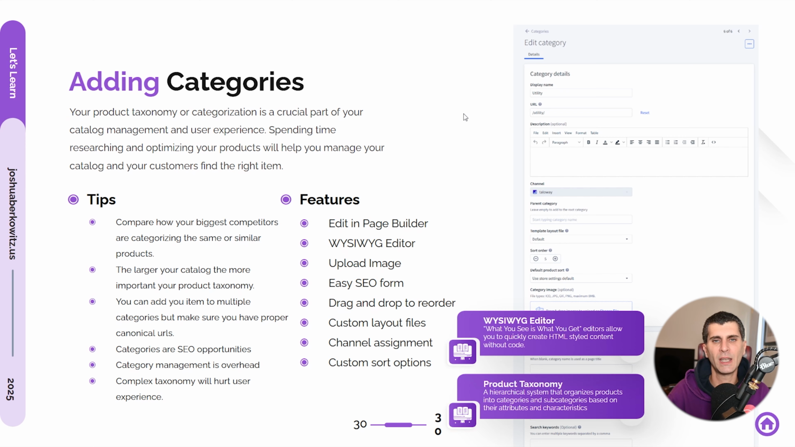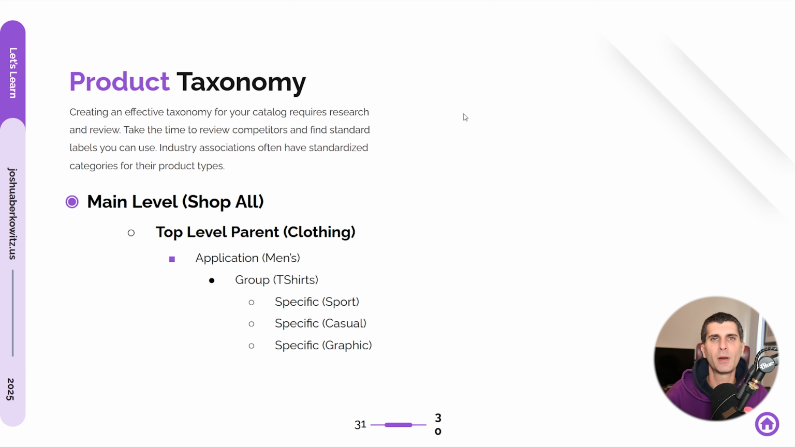So let's go take a look at effective product taxonomy. A lot of my customers over the years have gotten carried away in the product categorization. It can be a very simple process or it can be tedious and complex, but it's all what you make it. At the end of the day, you want your customers to be able to come in and find what they're looking for quickly and accurately. You should take the time to review your competitors and find standard labels that you can use.